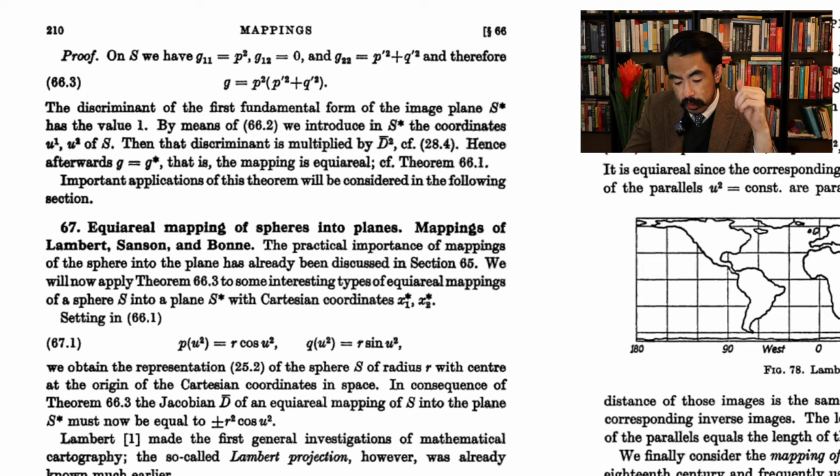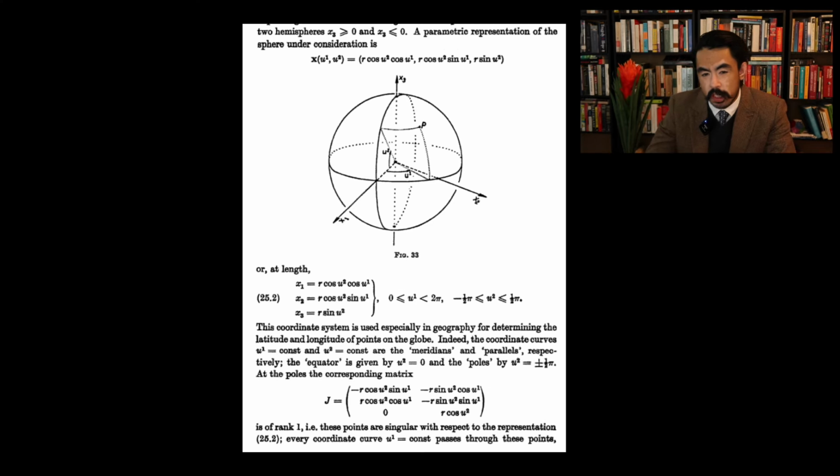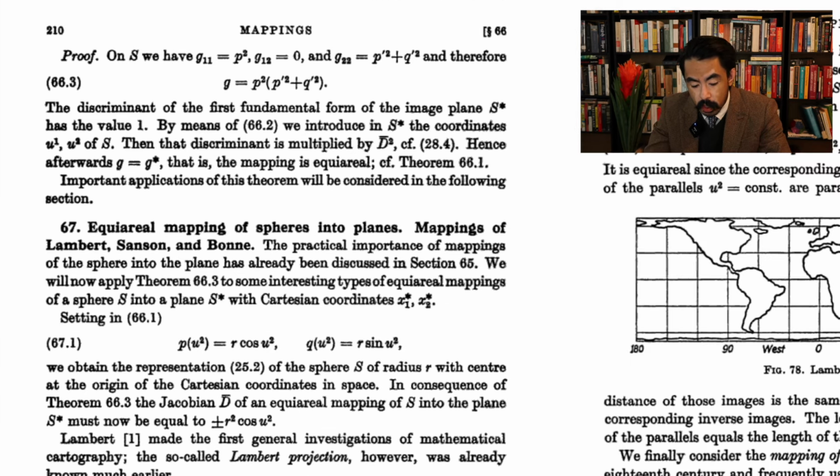We will now apply theorem 66.3, which we just proved, to some interesting types of equiareal mappings of a sphere S into a plane S star with Cartesian coordinates x1 star and x2 star. Setting in the vector parametric representation of the surface of revolution previously given in 66.1, consider the following representation where we have p of u2 equal to r times cosine of u2 and q of u2 equal to r times sine of u2. We thus obtain the representation which has been referred to throughout this book, but is first from section 25, which I'll hopefully pop up on the screen right now, of the sphere S of radius r with center at the origin of the Cartesian coordinates in space.